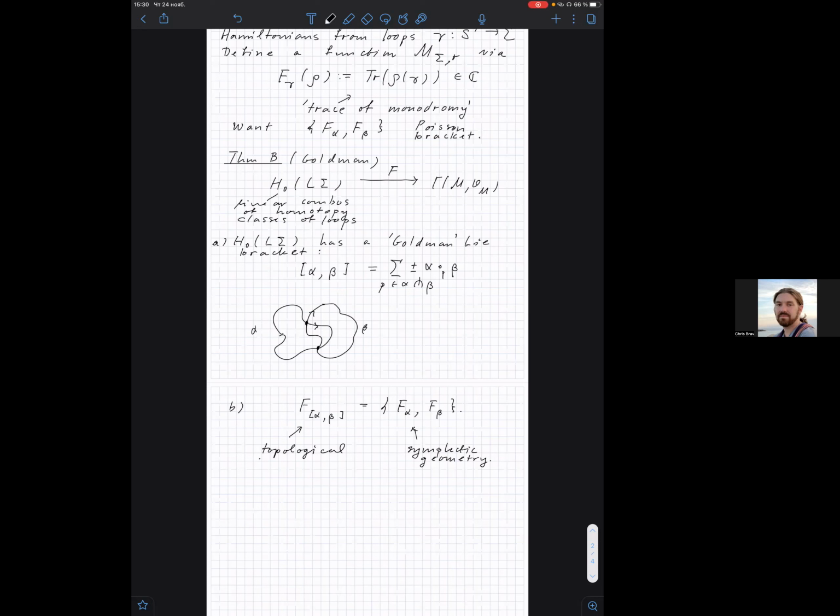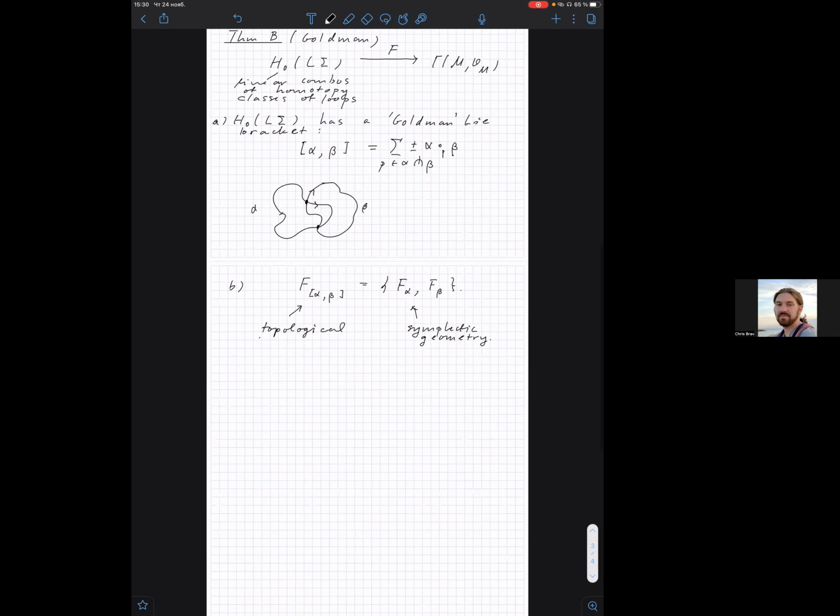This is an interesting and subtle question. People have done lots of work on it. I don't know what the perfect answer is, but there are some kind of stability results as the rank goes to infinity. So that was the motivation.